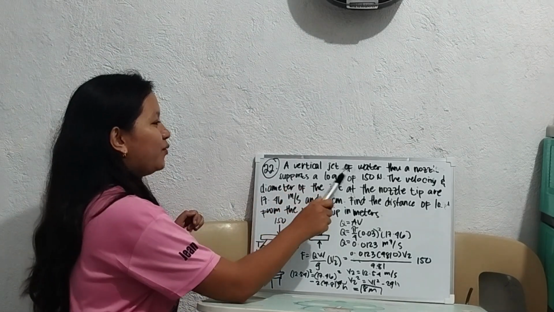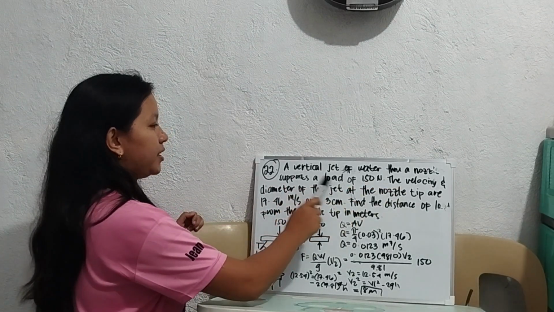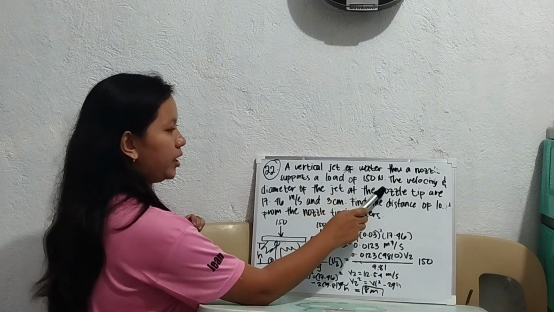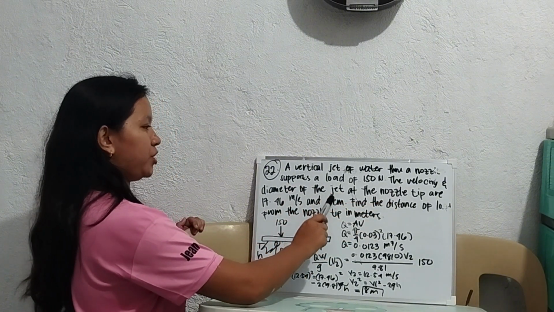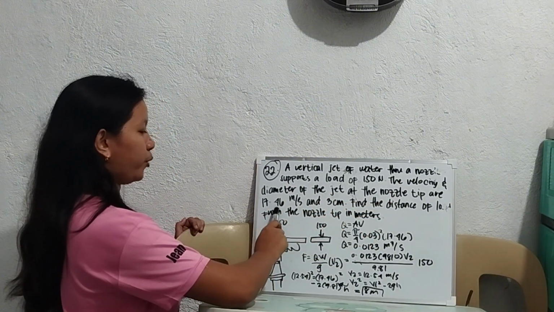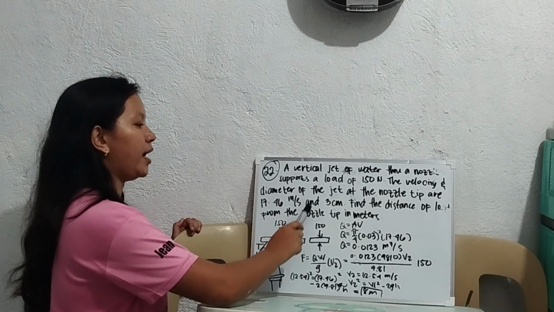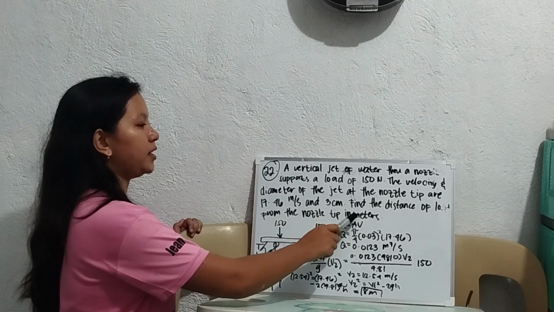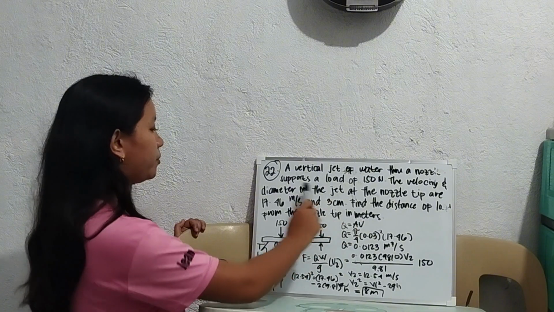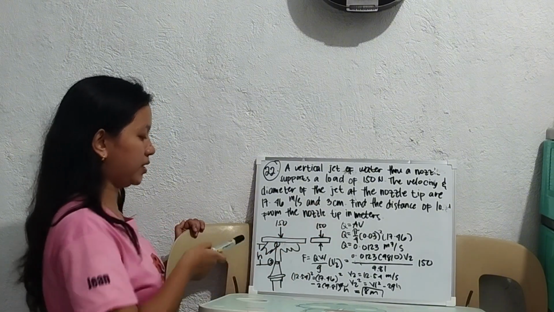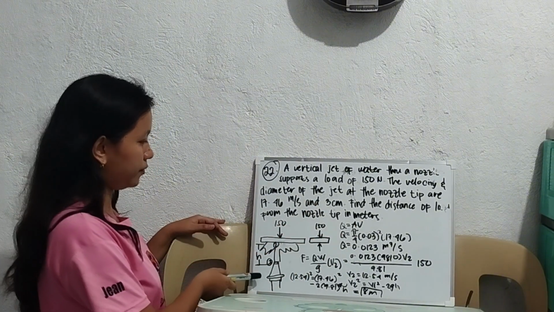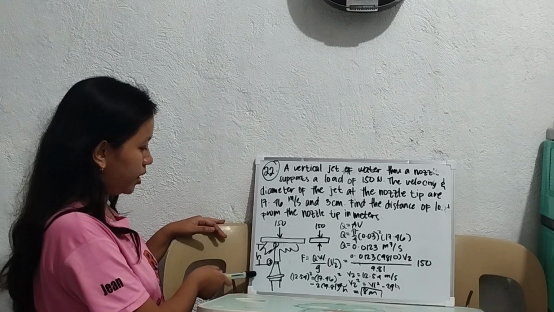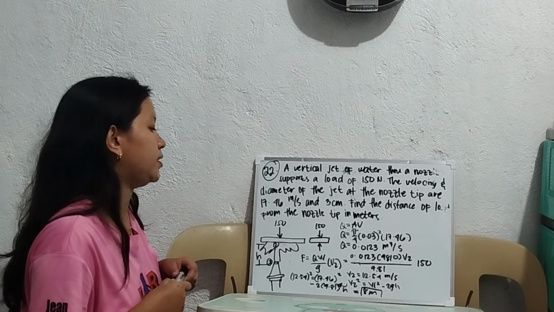A vertical jet of water through a nozzle supports a load of 150 Newton. The velocity and diameter of the jet at the nozzle tip are 17.46 meter per second and 3 centimeter. Find the distance of the load from the nozzle tip in meters. So this is our figure here. We have the 150, then our height. So this is our formula.